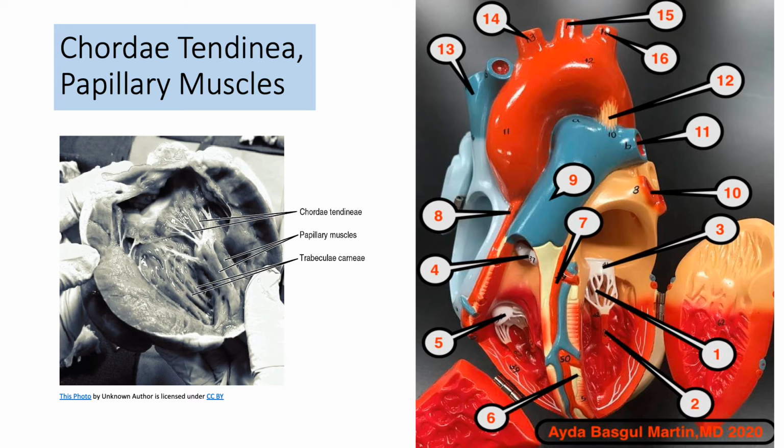They have projections, cusps, held in place by strong tendons we call chordae tendineae, attached to the inner walls of the heart by small papillary muscles. Shown here, chordae tendineae are number 1 on the right side and papillary muscle is number 2. You can see the chordae tendineae and papillary muscles in the heart dissection module as well.